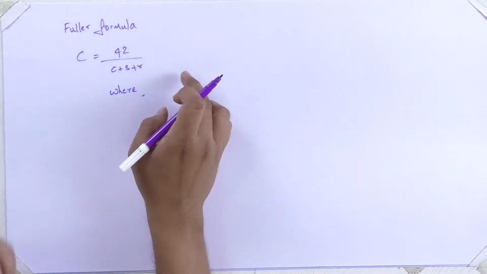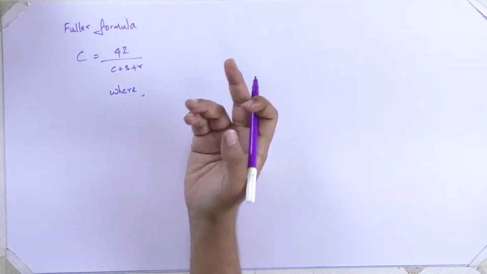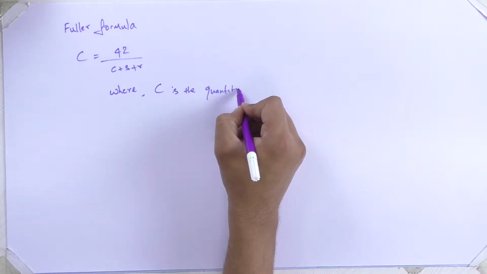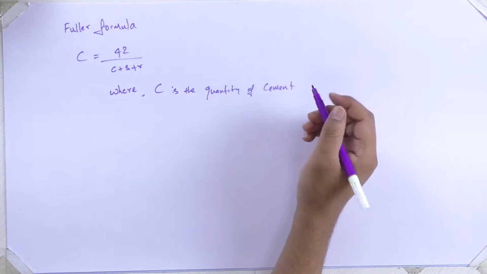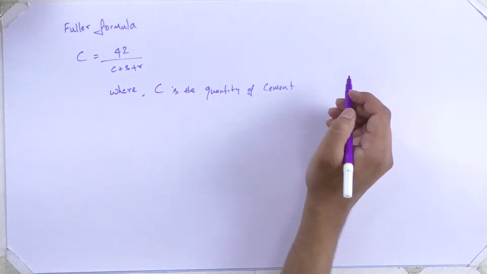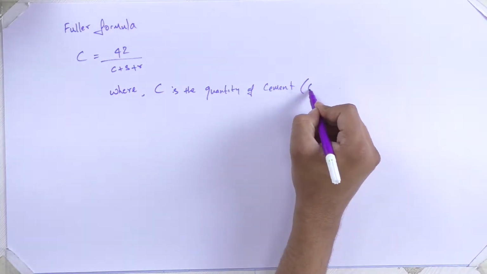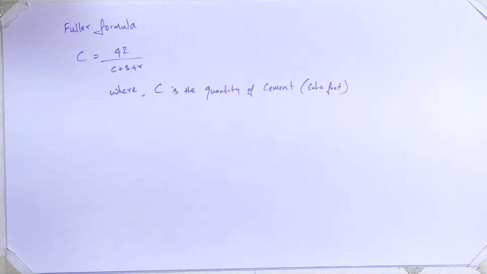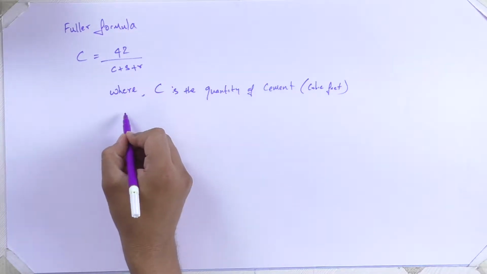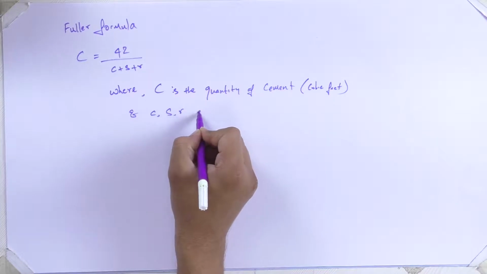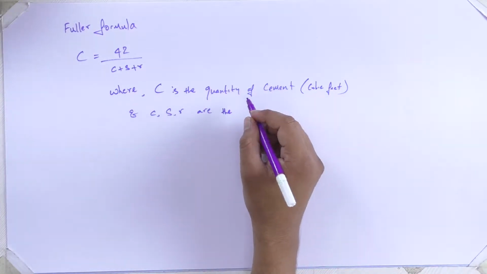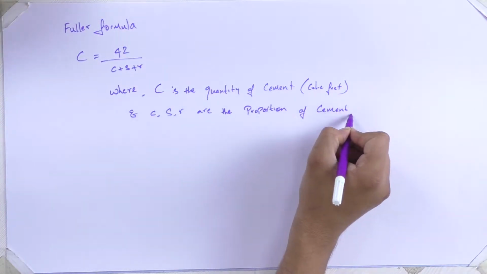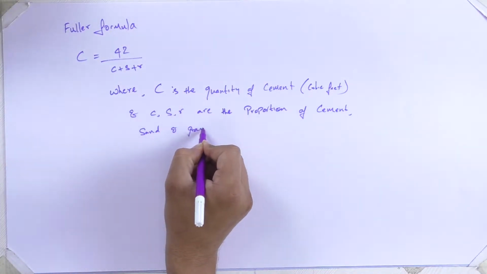The Fuller formula is given by C is equal to 42 by c plus s plus r, where capital C is the quantity of cement in cubic feet, and small c, s and r are the proportions of cement, sand and gravel respectively.